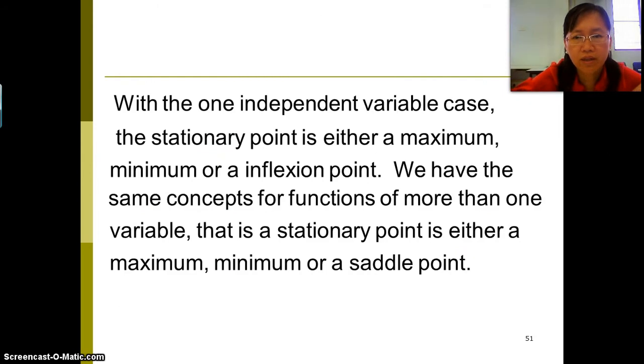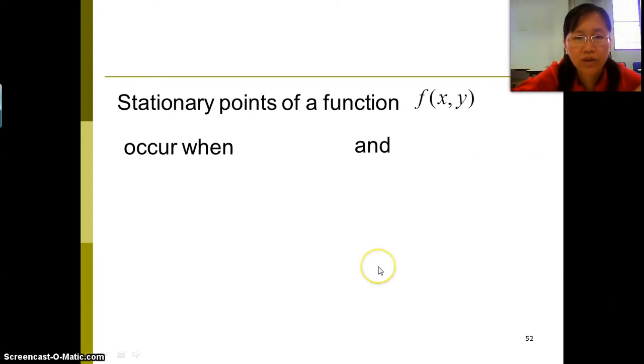In the one independent variable case, the stationary point is either a maximum, a minimum, or an inflection point. We have the same concept for functions of more than one variable: a stationary point is either a maximum, a minimum, or a saddle point.